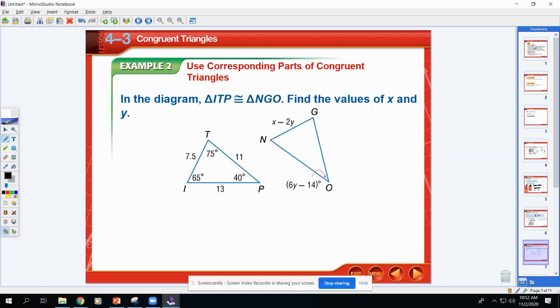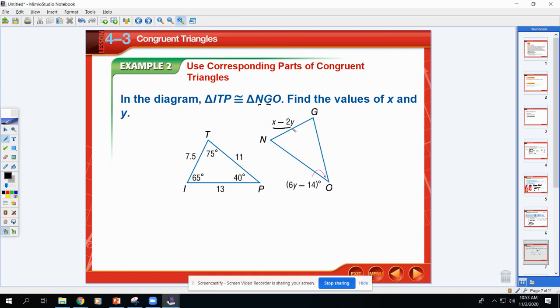Okay, moving on here. It says in the diagram, triangle ITP is congruent to triangle NGO. Find the values of X and Y. So ITP, NGO, we have to find the values here of X and Y. So let's go ahead and find X here. It looks like X would be right at NG. So NG are our first two letters here. So if we know that these are congruent, what we're going to do is take the segment or the angle and set it equal to the segment or angle that it corresponds to.